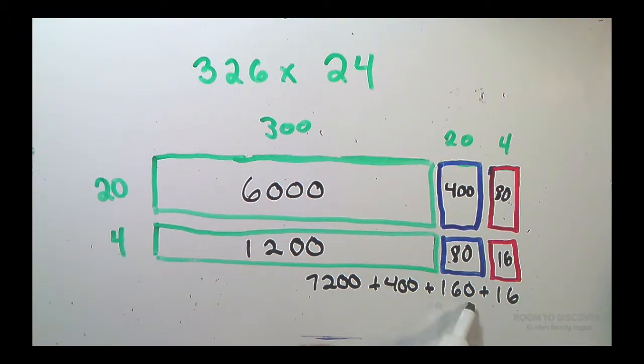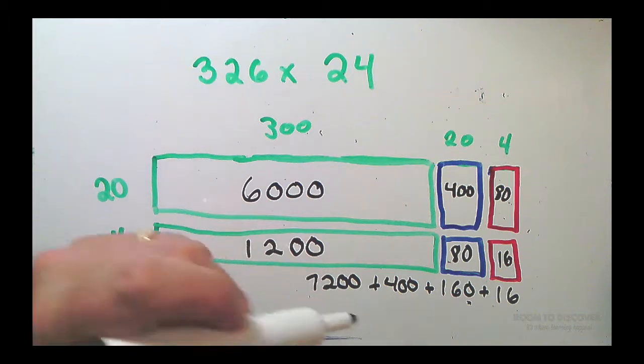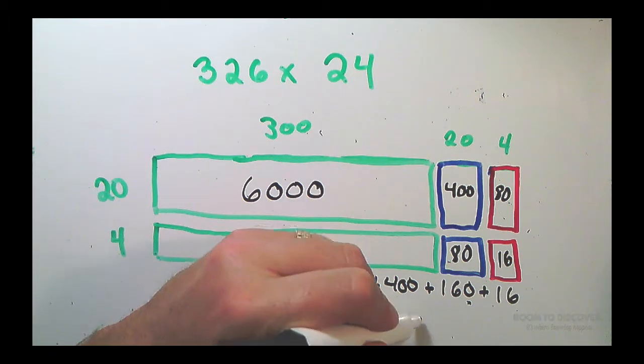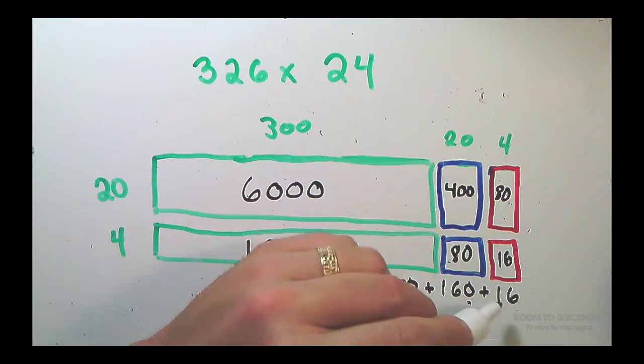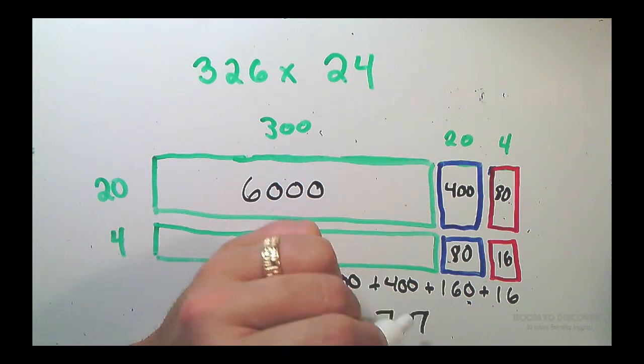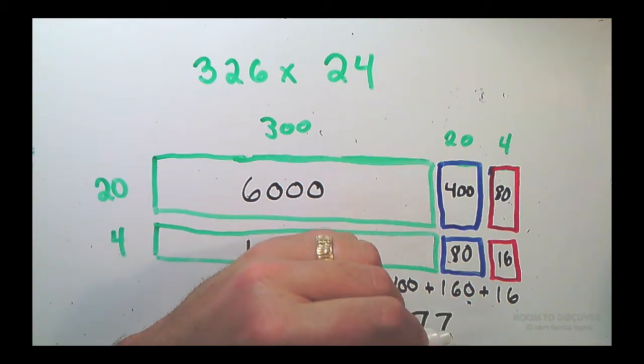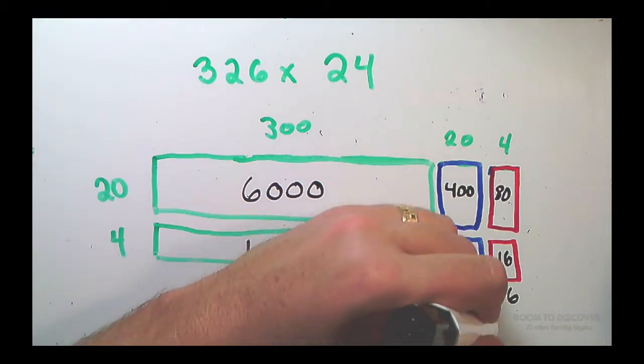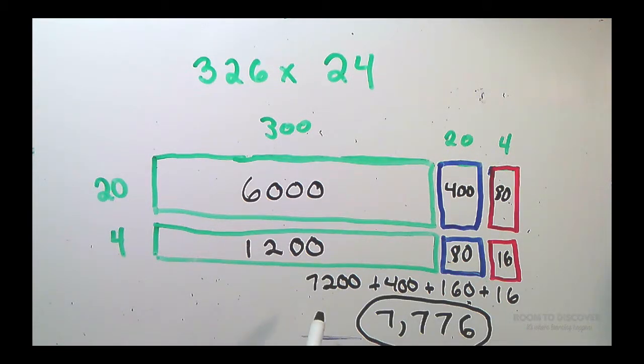7,700, 7,760, and then 7,776. And again, if you're not as comfortable doing the addition mentally, you can always go to an algorithm or use one of the other visual models we introduced earlier.